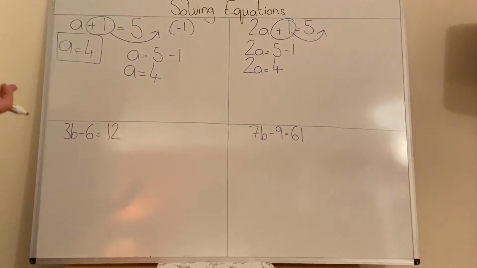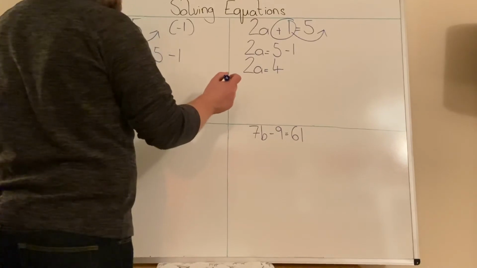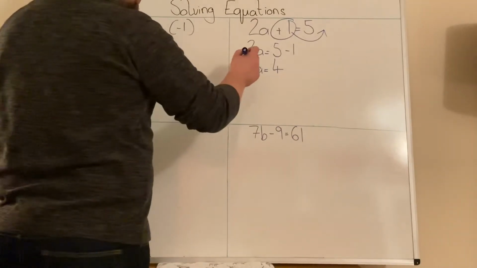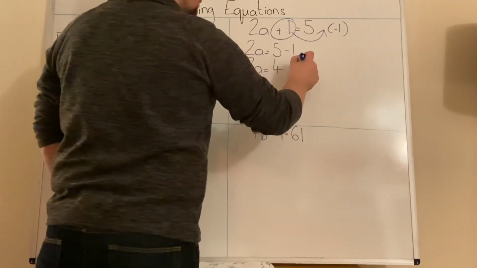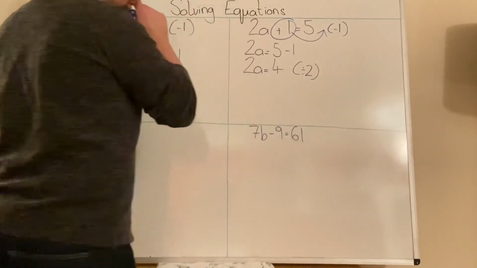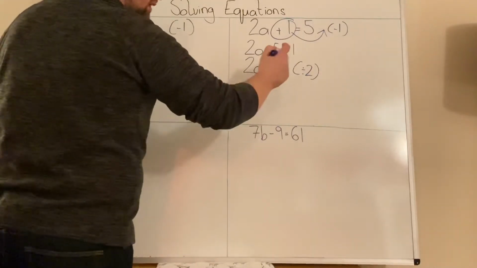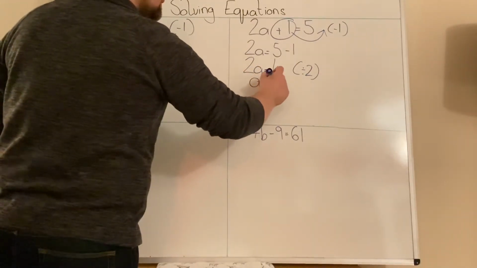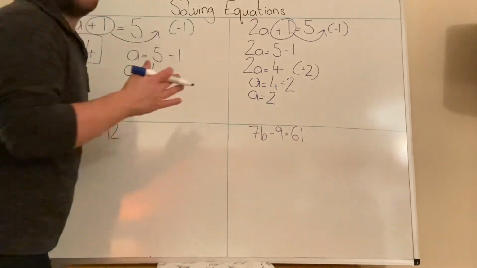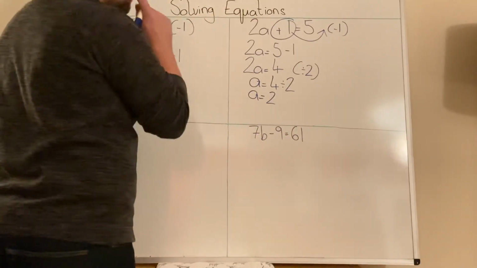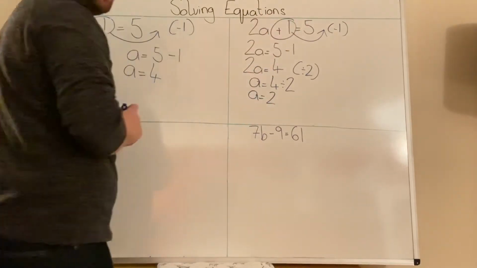Now we don't want to know what 2A is, we want to know what A is. This here means 2 times A. Now 2 times A is the same as A times 2. So here we minus 1. Here we're going to divide by 2. If there's a times there, it's a divide on the other side. So what we're going to have is A equals 4 divided by 2. So A equals 2. Now if we substitute that answer back into the original question, 2 times 2 is 4, add 1 makes 5. So our answer is correct.